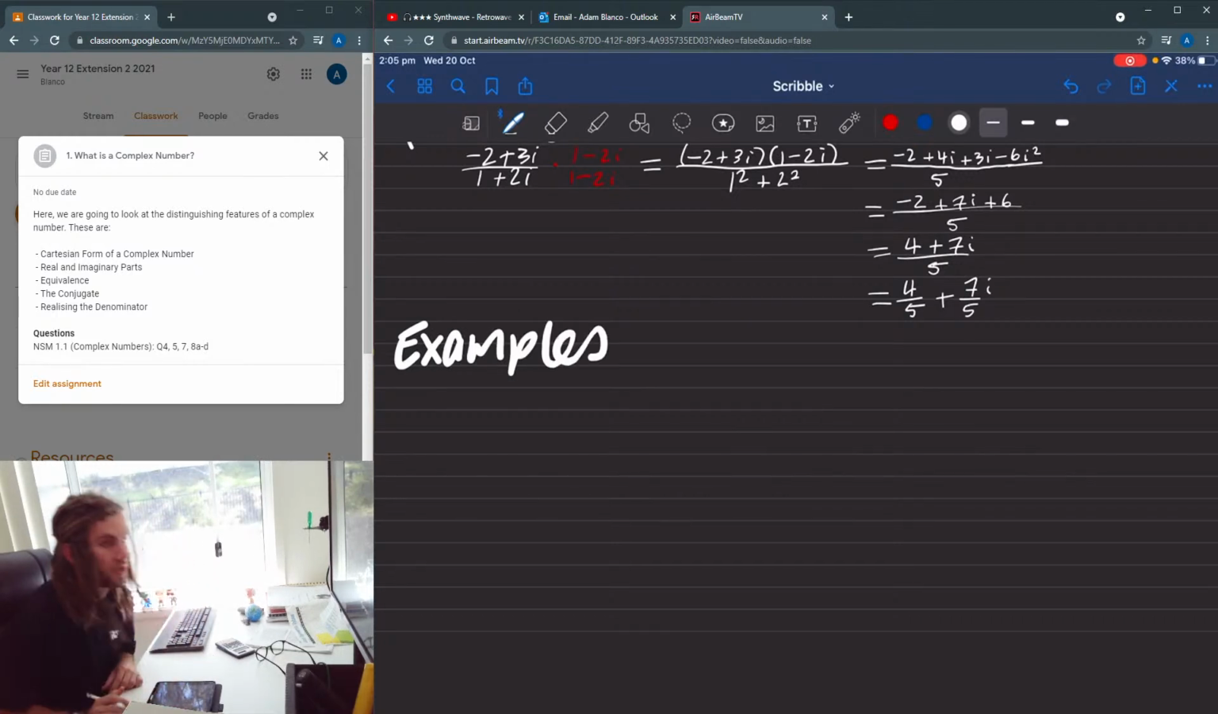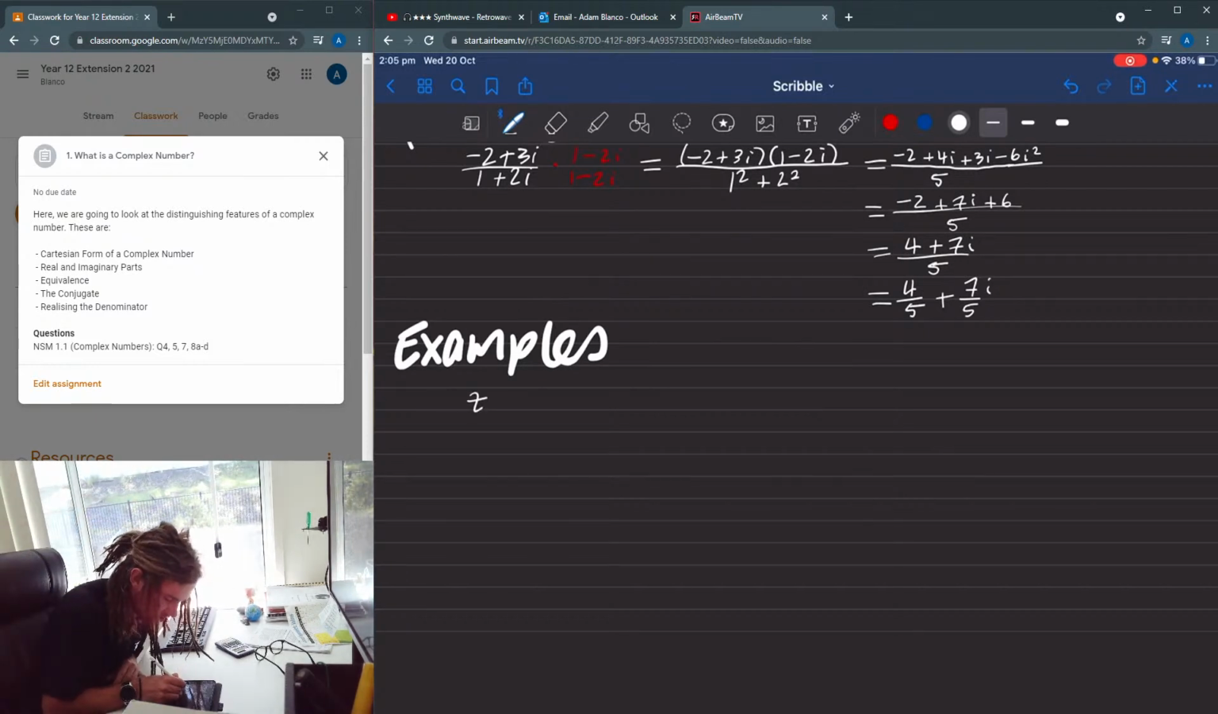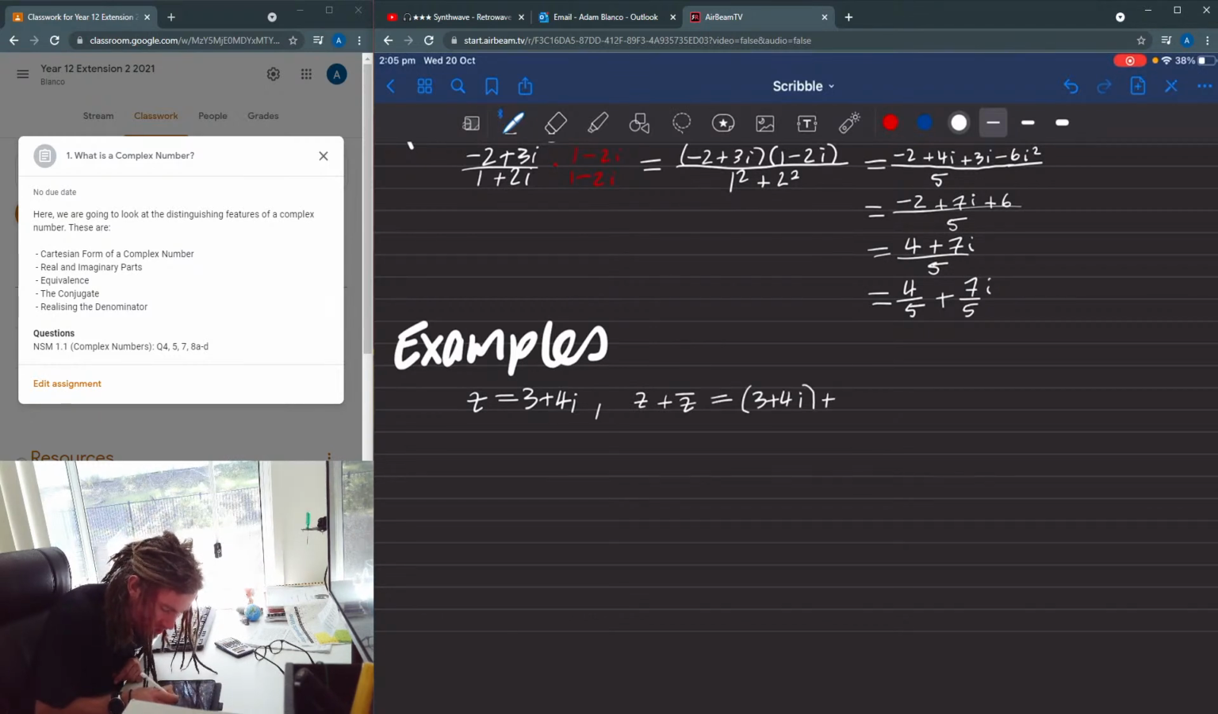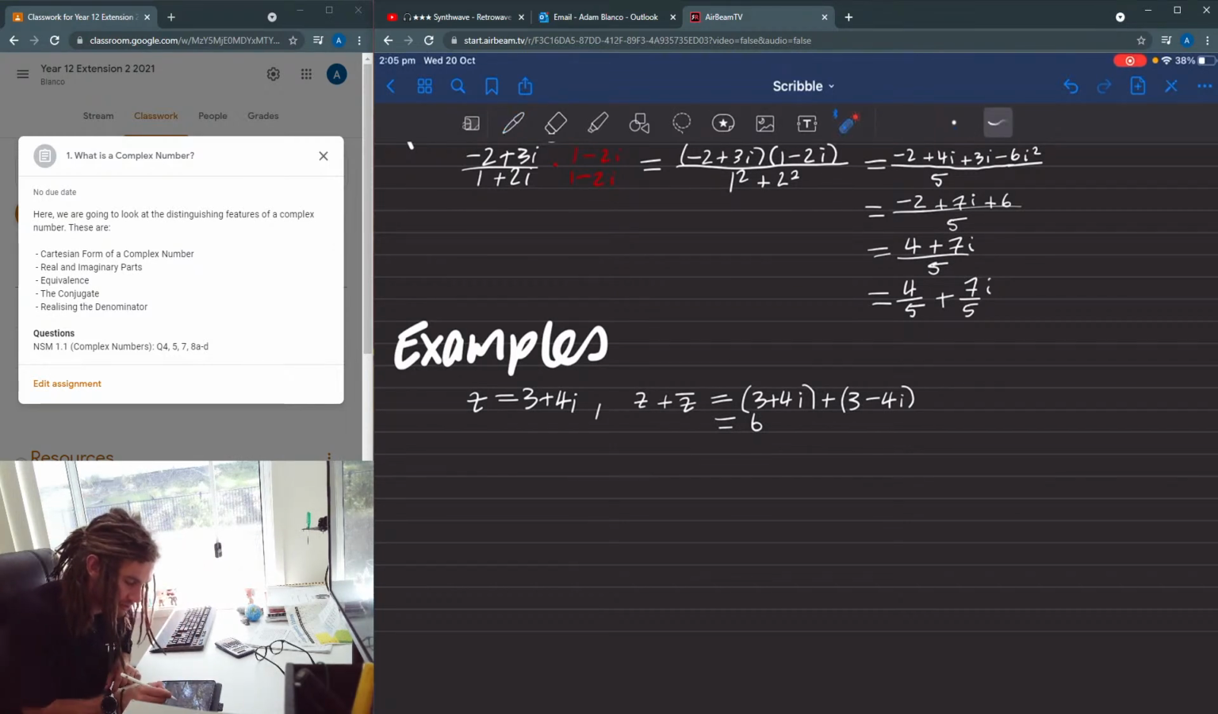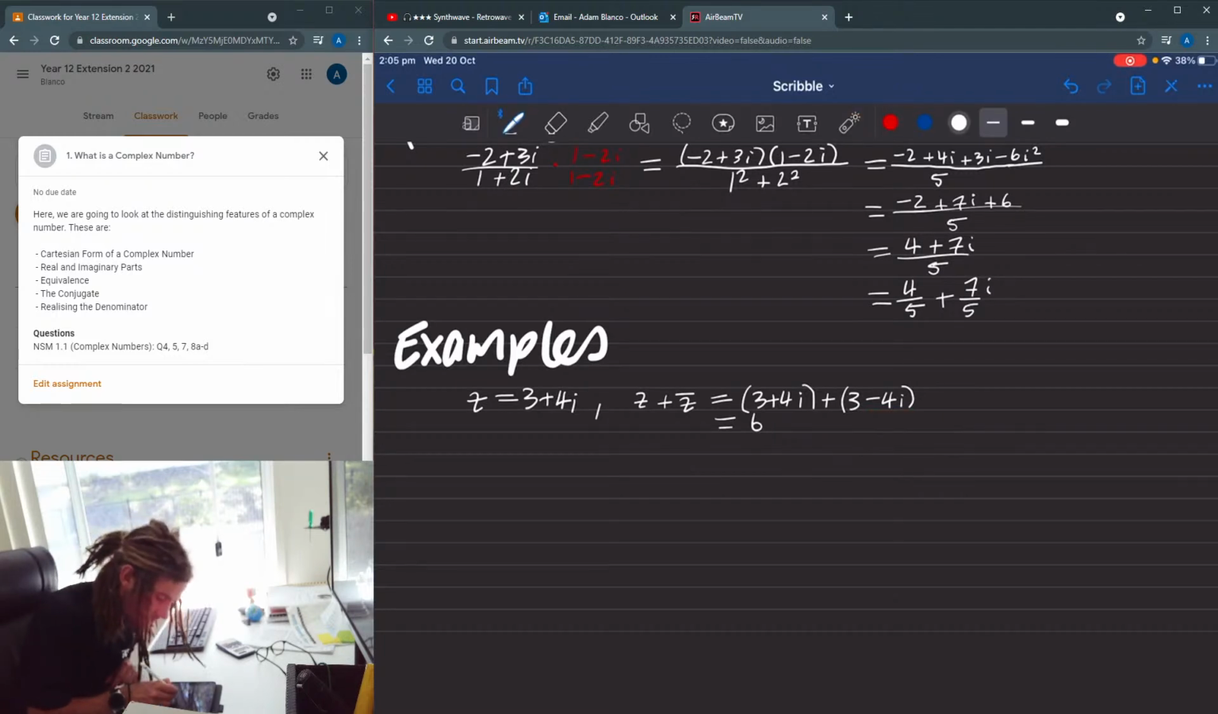Okay, let's do examples with the conjugate, because that's kind of interesting. Let's not use P and Q again. I'm going to use Z. Let's do 3 plus 4i. Okay, so what I want to find is z plus its conjugate. So that's going to be z plus its conjugate, so 3 minus 4i. Okay, so the 3's add, and then these just cancel out. So 4i minus 4i, nothing. So we just end up with 6.